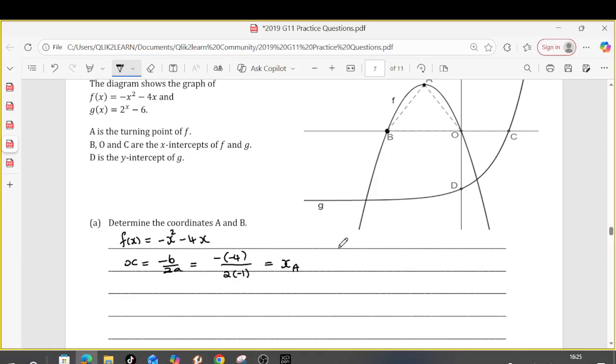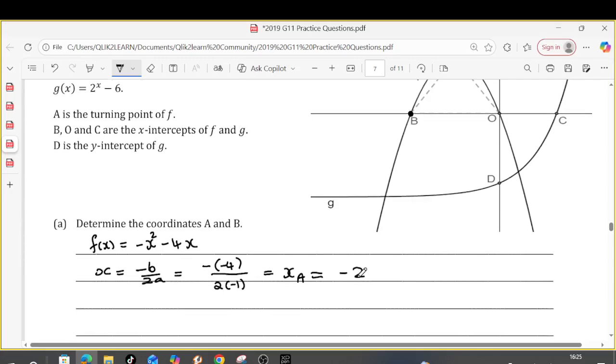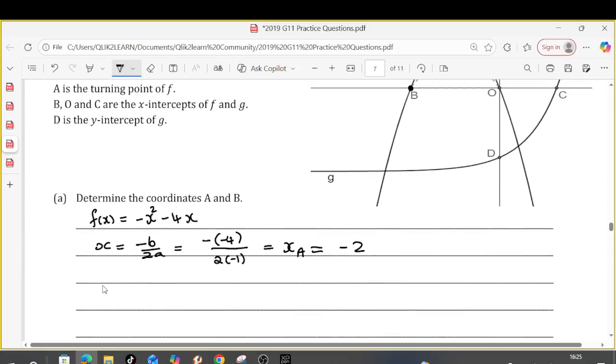So what I'm going to do, the x coordinate of A, the answer that I get, I'm going to say A is equals to, on top we have positive 4 divided by minus 2, which will give us the x coordinate as negative 2. So the x for A is negative 2. We need to find the corresponding y value.